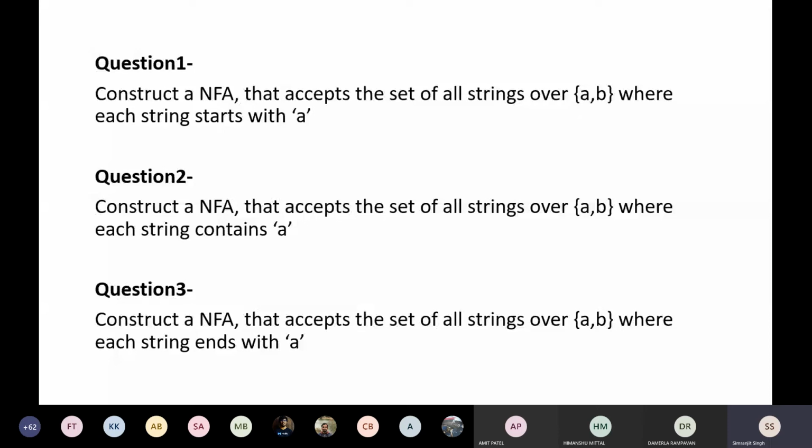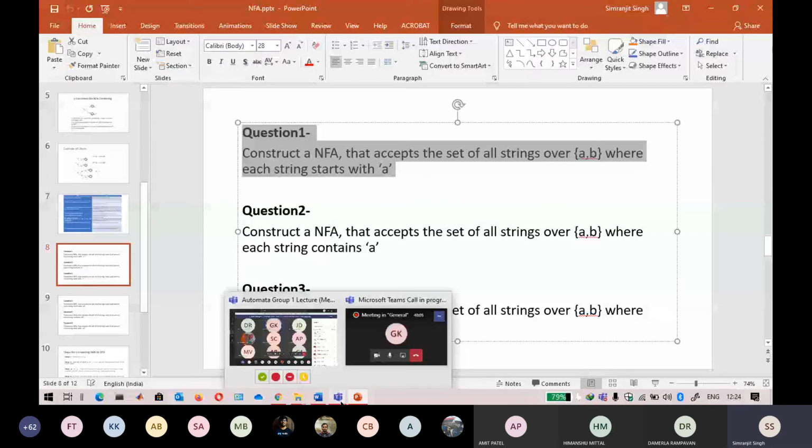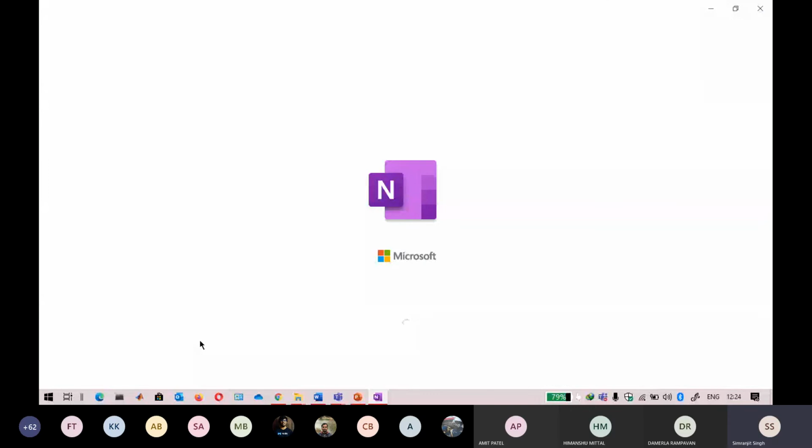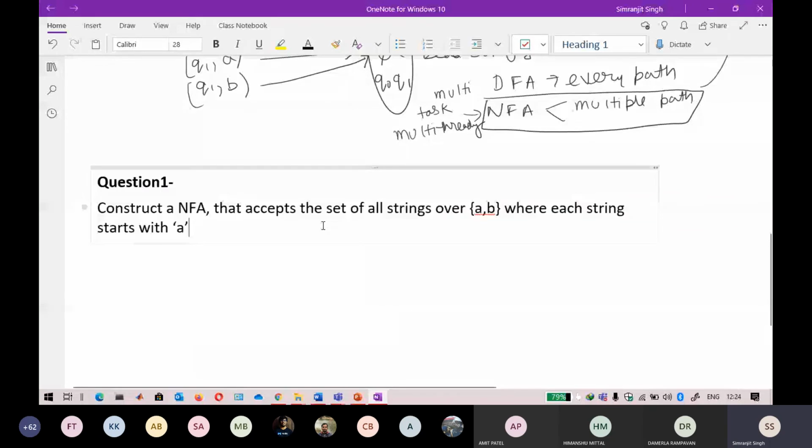Okay, so if you just draw this question, this is again a very fairly easy question. Now for NFA, everything becomes so much easier to draw here. If I just open one node, I can tell you how much easier it is. So this is the first question. It just says we want a string that starts with A.